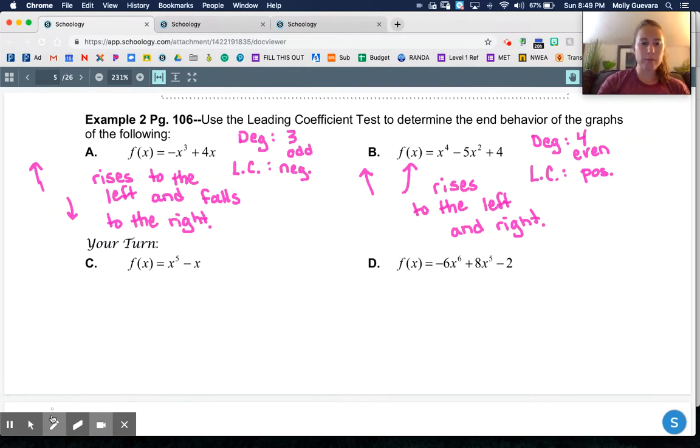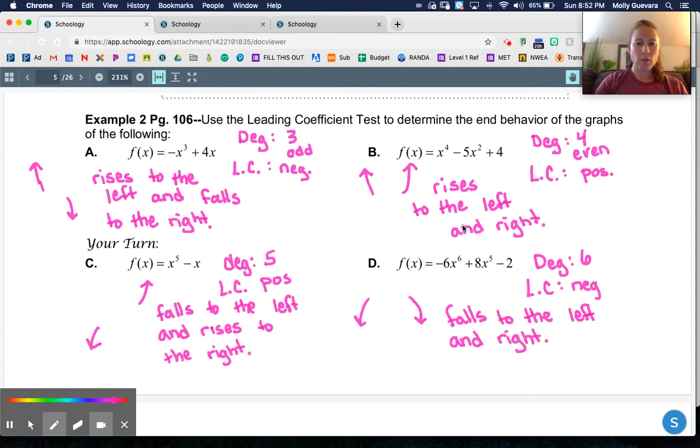Okay, we have 2 here for you to try. So go ahead and just follow what I did in examples A and B. And then when you're ready, hit play and check your work. Okay, so let's check your work here. For C, we have a degree of 5. My leading coefficient was positive, so this should fall to the left and rise to the right. And for D, my degree was 6. My leading coefficient was negative, right? Negative 6. So it falls to the left and to the right.